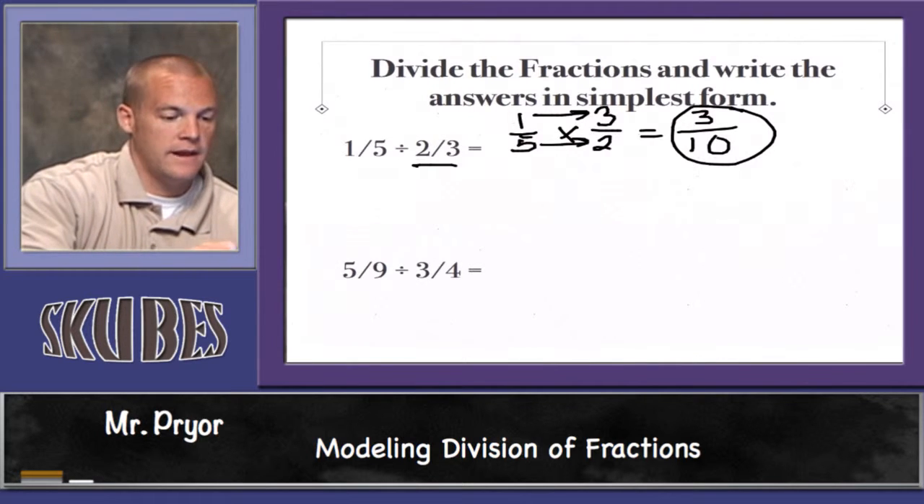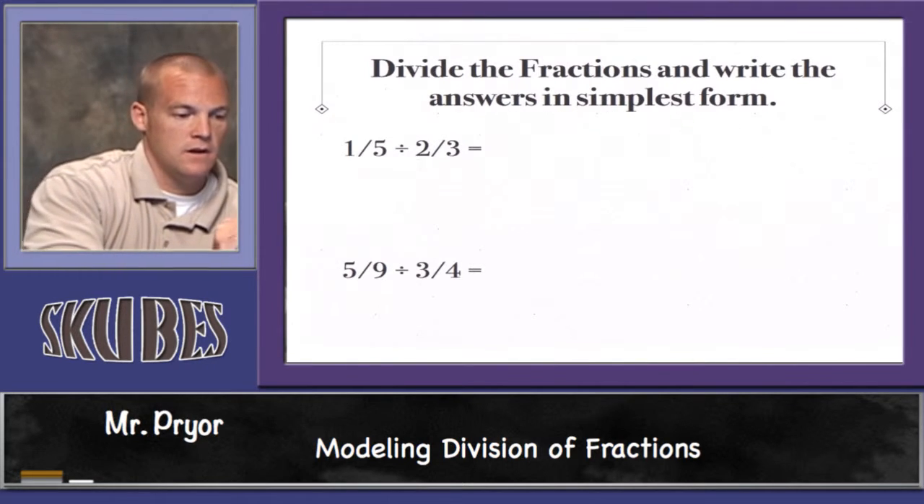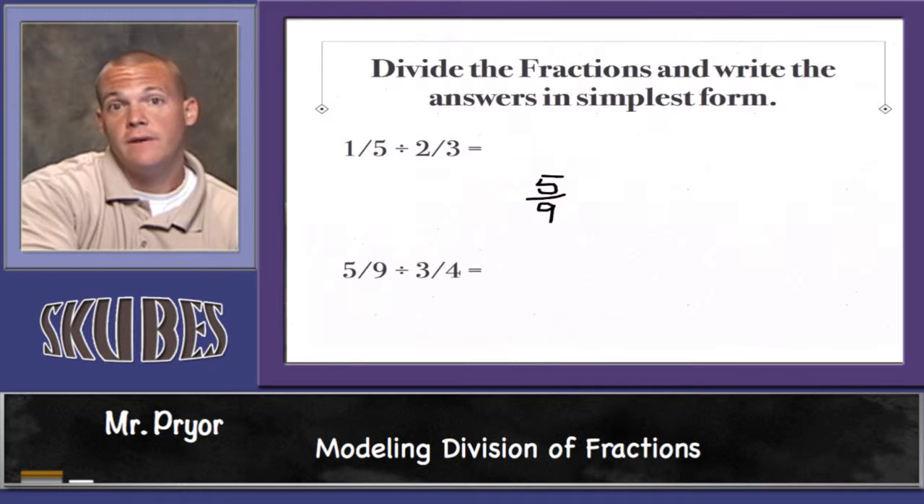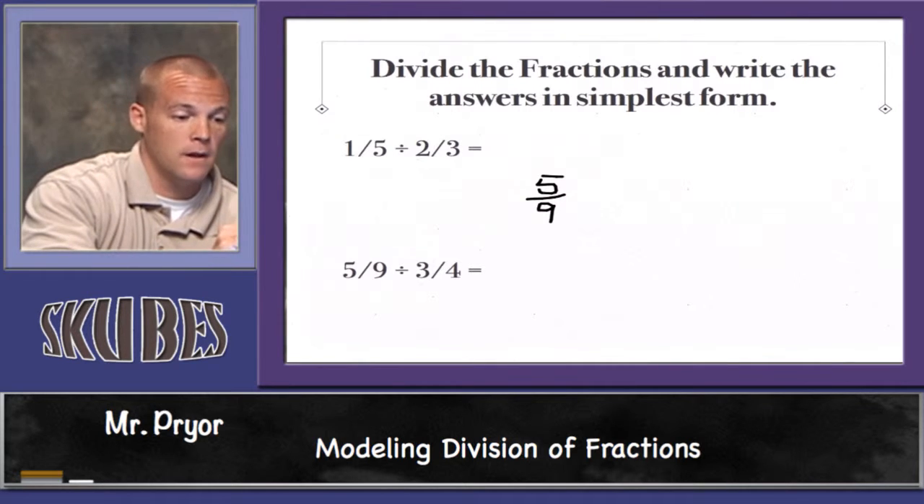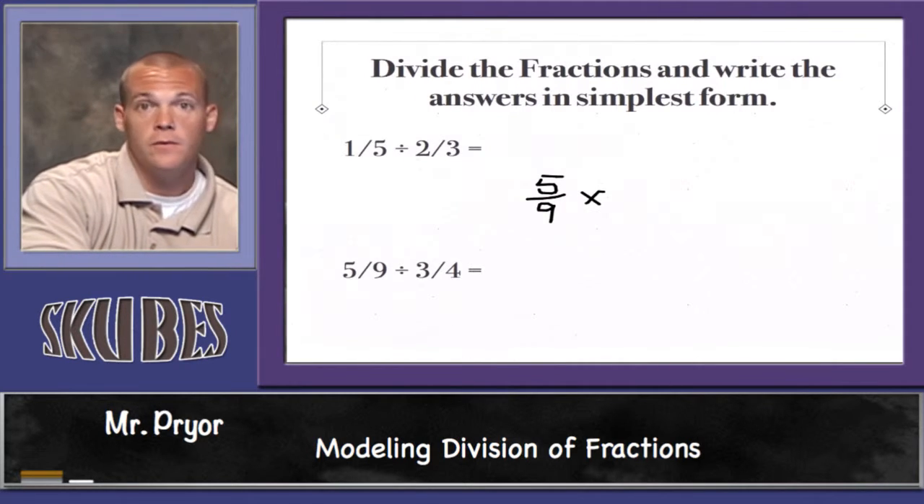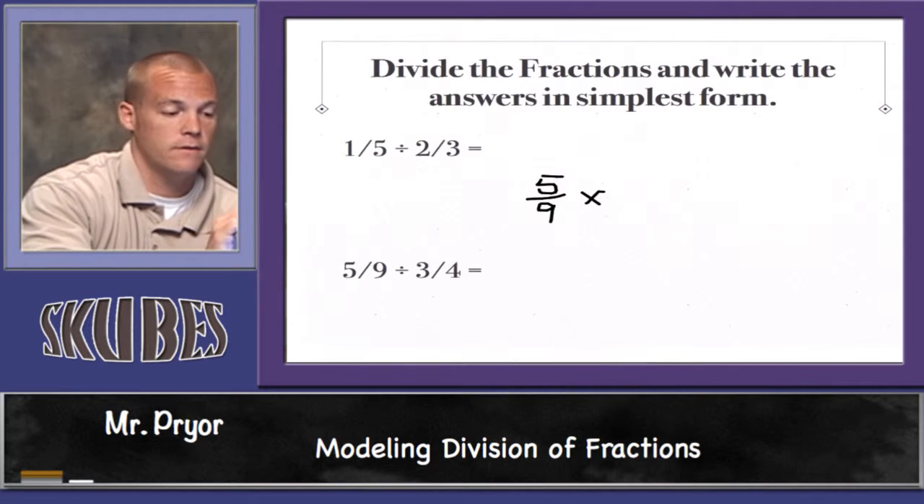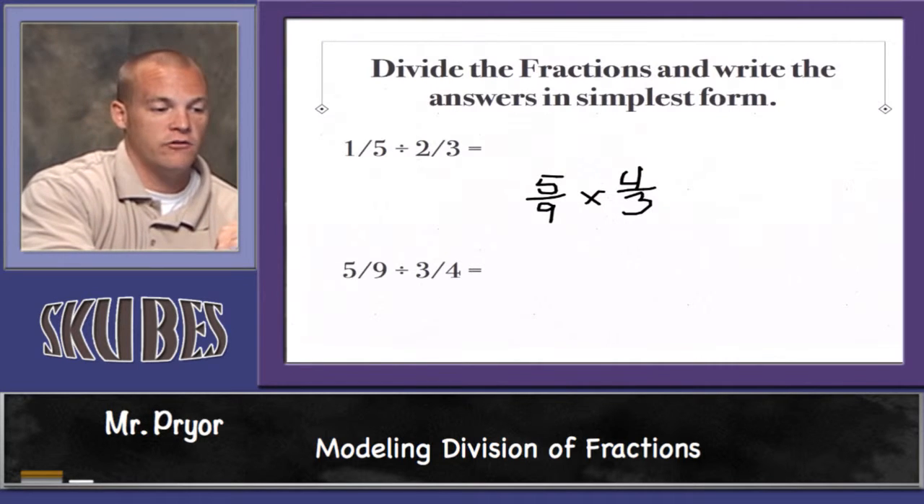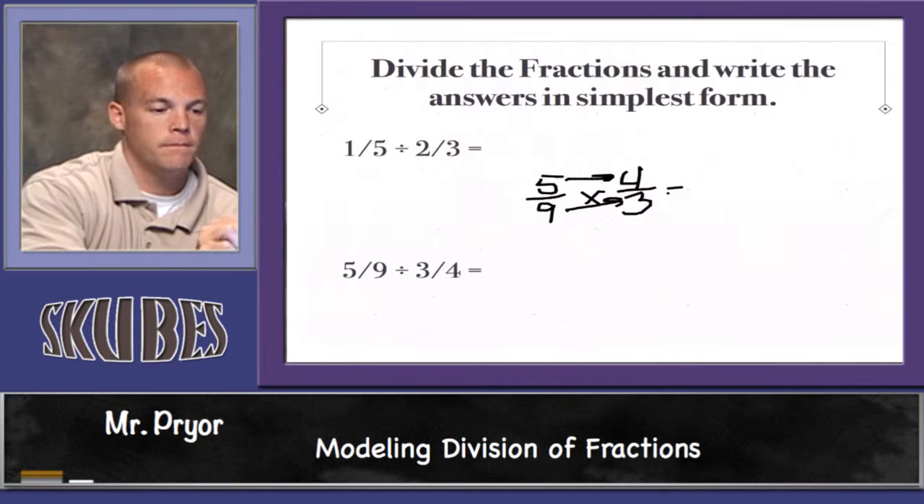All right, and then the last example is going to be 5/9 divided by 3/4. But of course, we don't divide by fractions. We're going to multiply by the reciprocal. 3/4 reciprocal is 4/3. Okay, so at that point, we're ready to multiply straight across. 5 times 4 is 20.